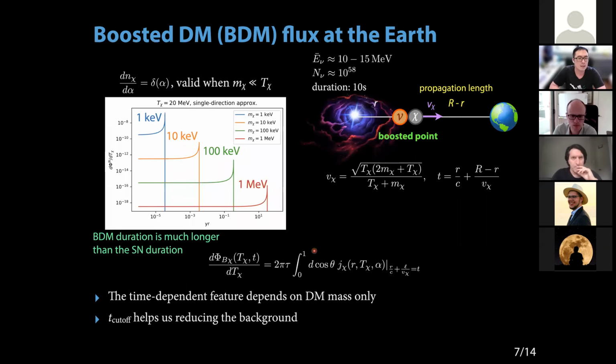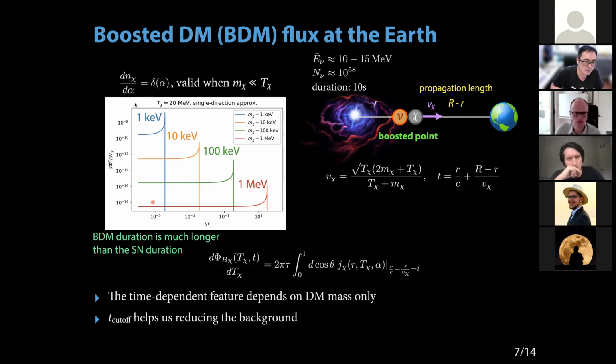Okay, so let me use another page to briefly describe the boosted dark matter flux, or so-called BDM flux, at the Earth. In this plot, we assume the angular distribution can be described by a delta function. This is the so-called single direction approximation, which is generally true for the relativistic case. If you still remember the earlier plot, for relativistic dark matter the angular distribution is actually very, very narrow. So in this demo plot, I will take this approximation.